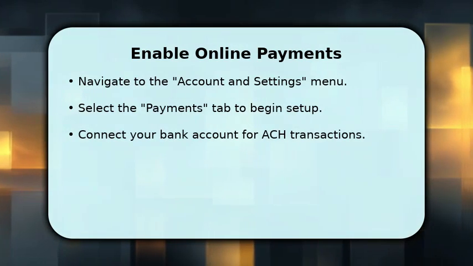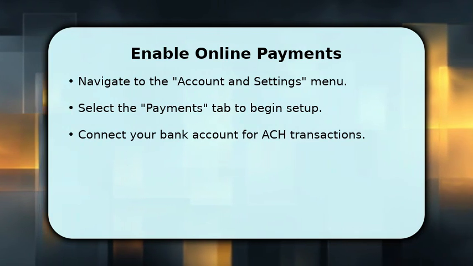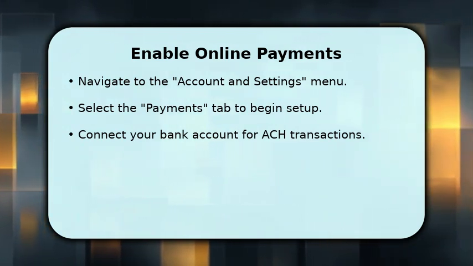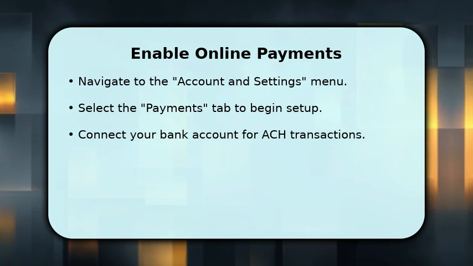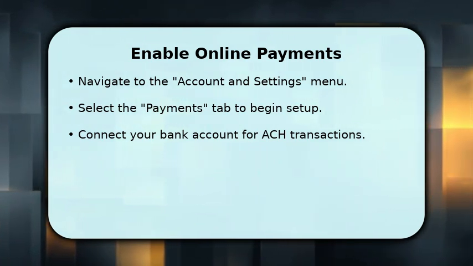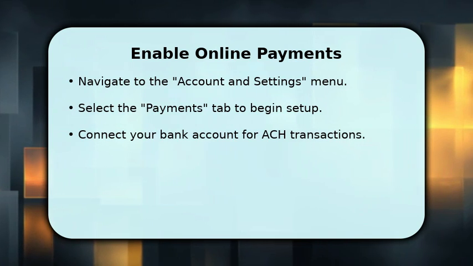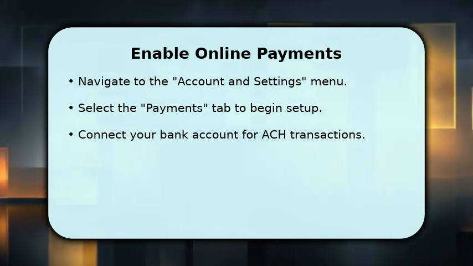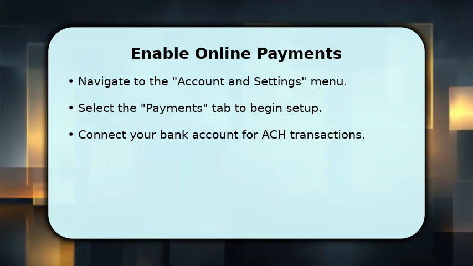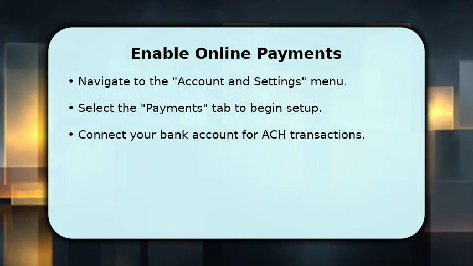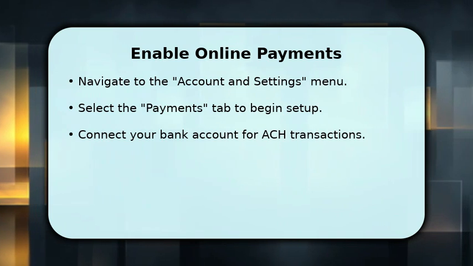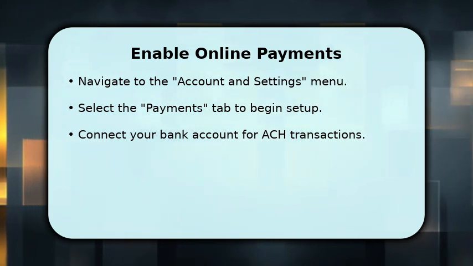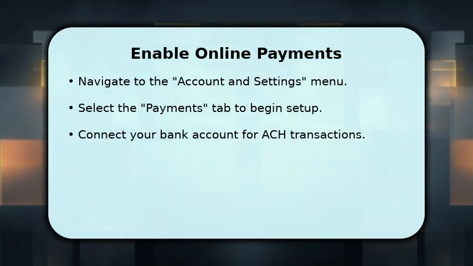To begin, access your QuickBooks account and navigate to the Account and Settings section. From there, you'll find the Payments tab, which is your gateway to enabling online payment options. It's crucial to link your business bank account accurately here. This connection allows QuickBooks to securely process ACH payments directly to and from your accounts, ensuring smooth financial operations.